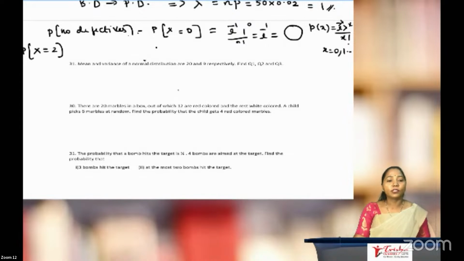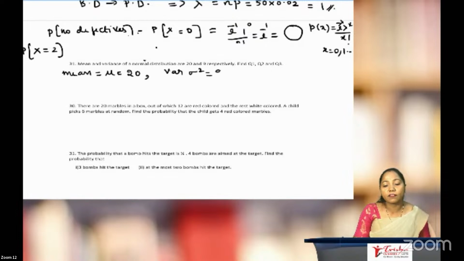The mean and variance of a normal distribution are 20 and 9 respectively. Find Q1, Q2 and Q3. It's a 5-mark sum. Any type of question they may ask. So the mean mu is given as 20. The variance sigma square is given as 9 for the normal distribution. They're asking you to find Q1, Q2 and Q3.